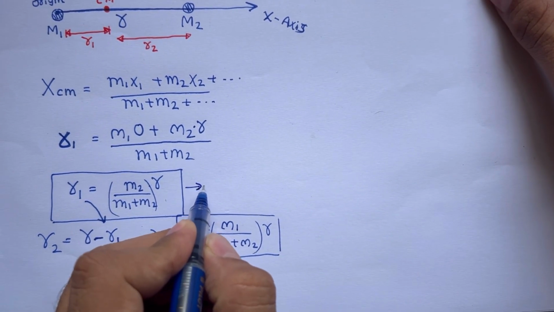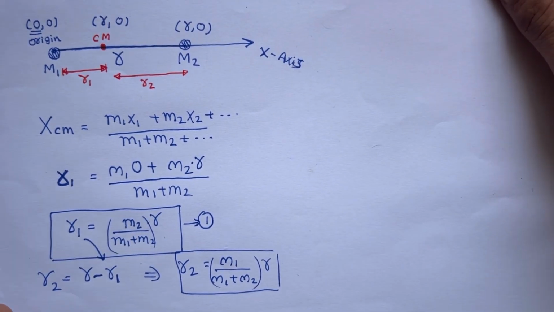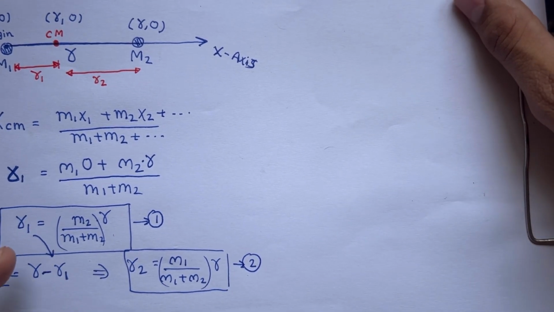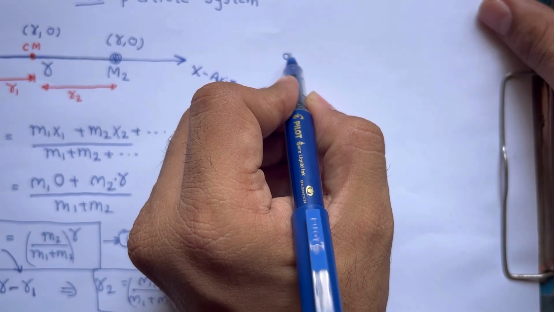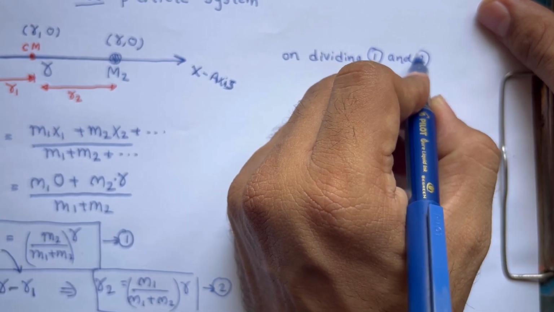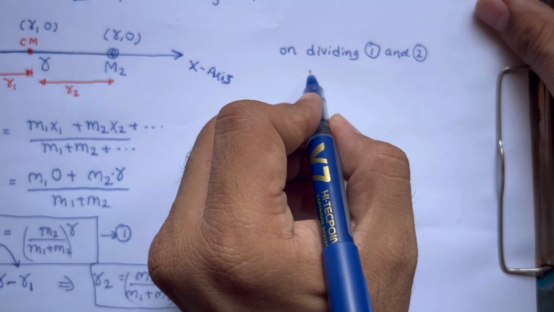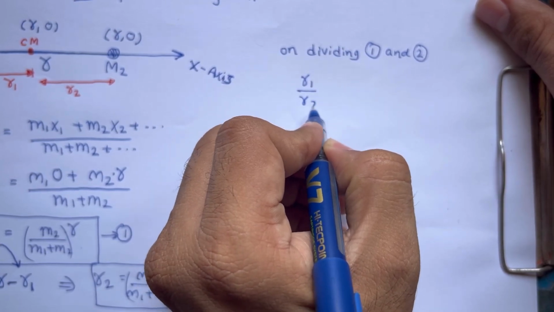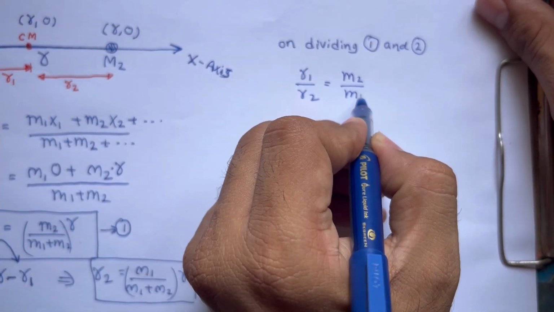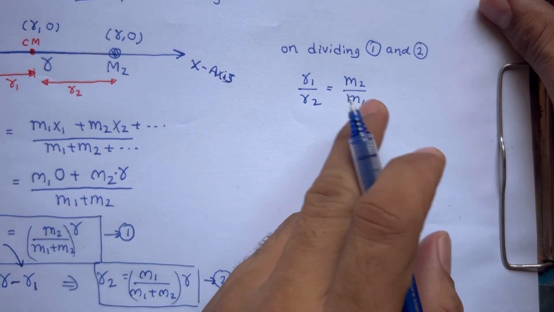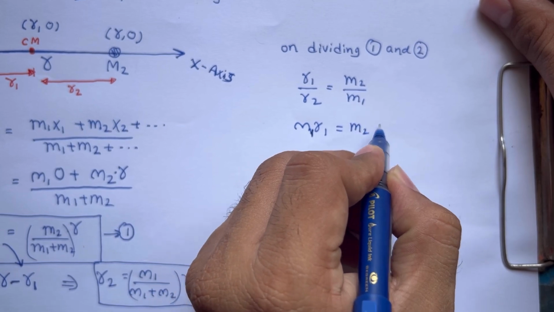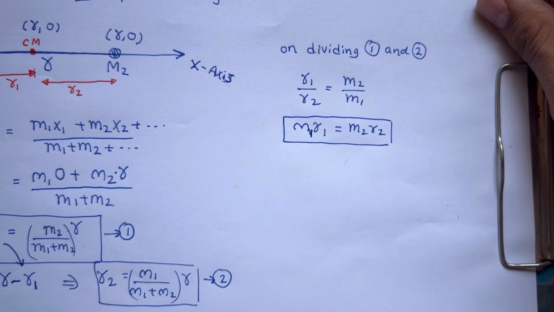Now I am telling some extra points regarding this center of mass of a two particle system. Suppose this is the first equation, this is the second. If I just divide these two equations, I will get R1 upon R2, first divided by second, equal to M2 upon M1. Everything else gets cancelled. Now do the cross multiplication, and you will get M1 R1 equals M2 R2. This we are going to get.